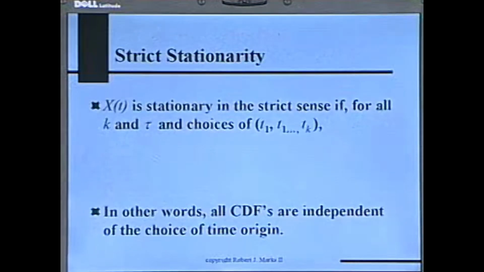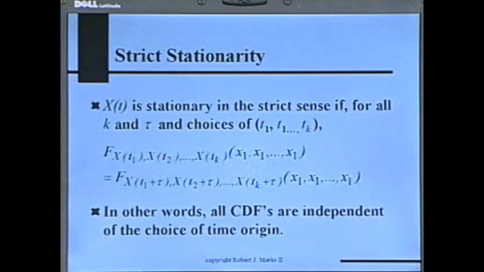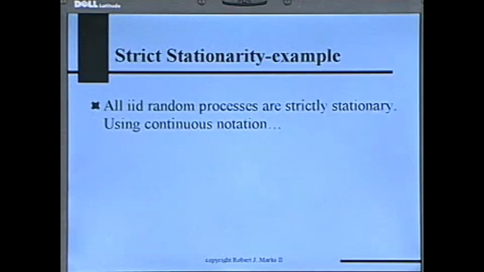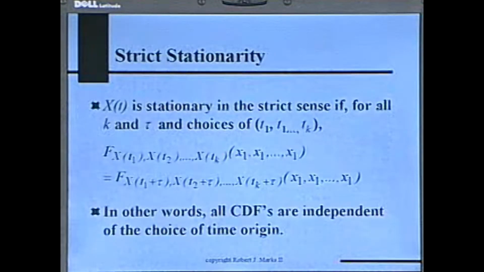So let's then talk about strict stationarity. X of t is stationary in the strict sense if, for all k and tau and choices of t... Wow, this is a lot. Okay, is that clear? Let me tell you what that means. Let's go to the board. No, I guess I don't. I thought I gave an example there, but I don't.